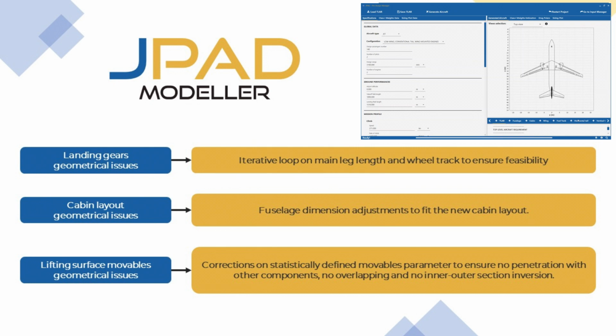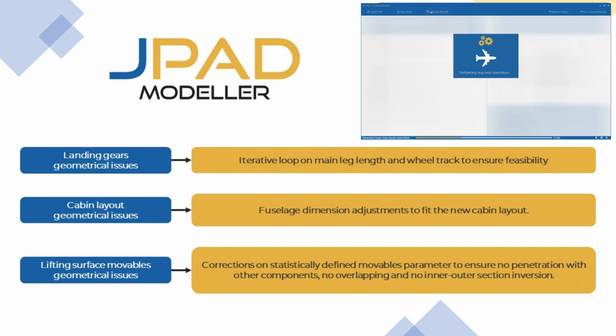Finally, in the case one or more lifting surface movables should provide for other component penetrations, inner-outer section inversion, or overlapping with other movables, JPAD Modeler may apply some corrections to the statistically defined movables parameters to always ensure a geometrical consistency.